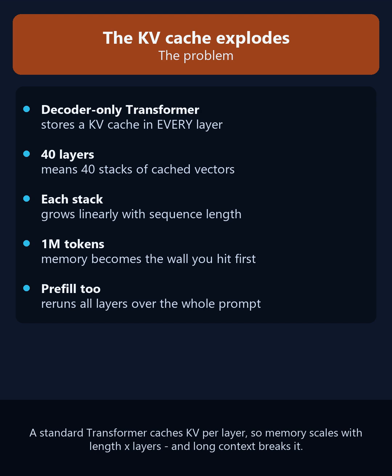Here is the pain. A standard decoder-only transformer stores a separate key-value cache for every single layer. A model with, say, 40 layers keeps 40 stacks of cached vectors, and each stack grows linearly with the sequence length. Push the context to 1,000,000 tokens and memory becomes the wall you hit first. Prefill also reruns every layer over the whole prompt, so latency balloons. We need global attention without paying for a full cache in every layer.